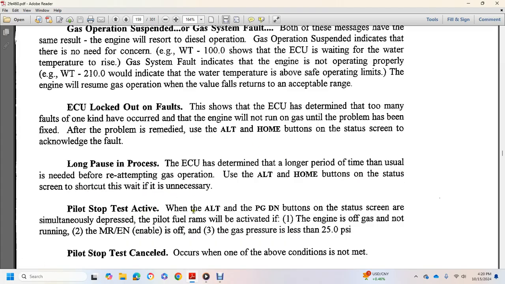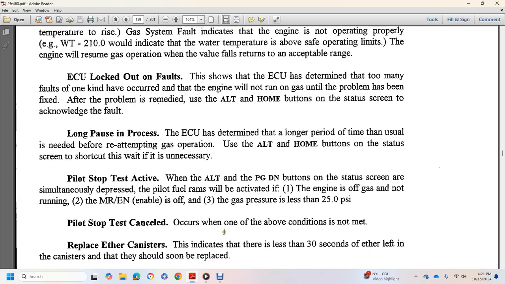The pilot stop test. The Alt and Page Down buttons on the status screen are simultaneously depressed. Pilot fuel rams will be activated when the engine is off gas and not running, the MR and EN enable is off, and the gas pressure is less than 25 psi. Pilot stop test cancel occurs when one of the above conditions is not met.